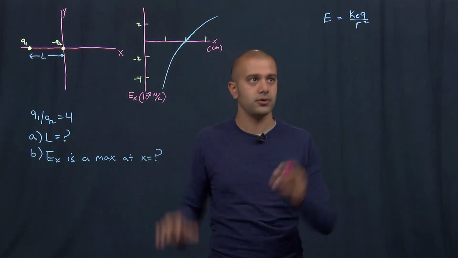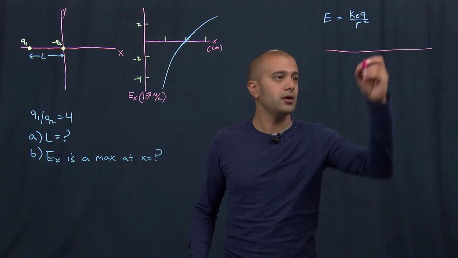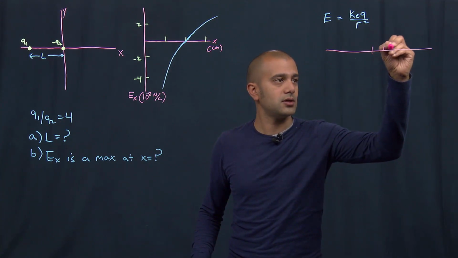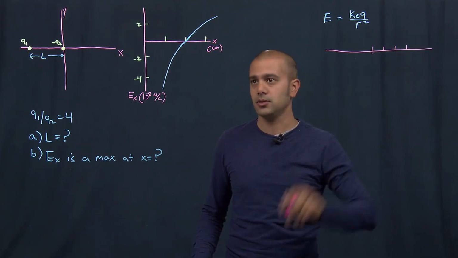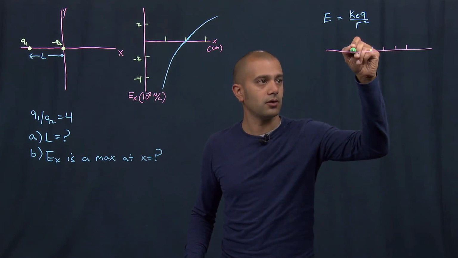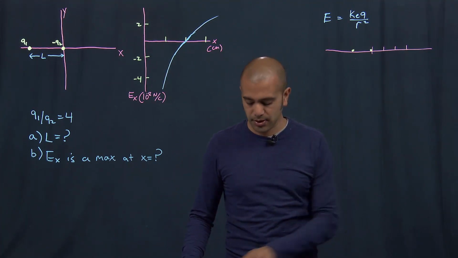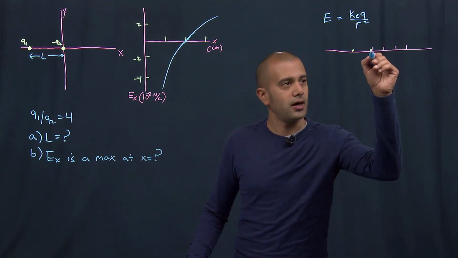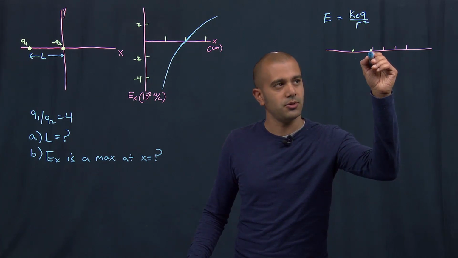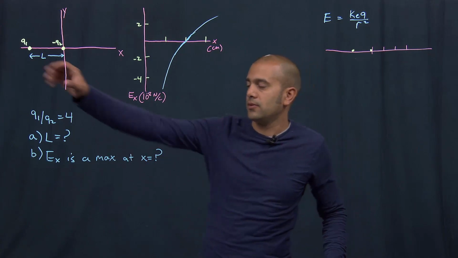So let me go ahead and redraw this axis here, the positive x-axis, and I'll call that the origin. This is 10, 20, 30 centimeters, and we have the two charges, one at the origin and then one a little bit to the left of the origin. Now, let's compare the fields at a point that's very close to the origin, but a little bit to the right of it. So we have a field from the left-hand charge.